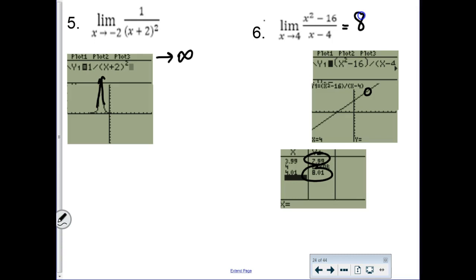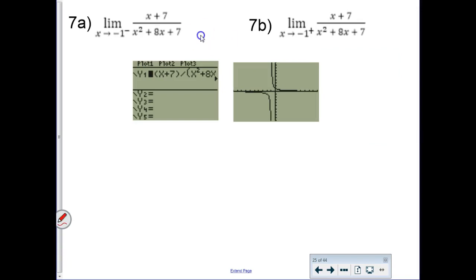All right, 7a has a little negative symbol up in the corner, so be careful there. They want me to look from the left side of -1, so I'm looking just here only. So again, the limit itself does not exist, but the behavior on the left side of that is approaching negative infinity. And then same function, but this time it's on the right side. So again, the limit is not going to exist at that point, but the behavior of the function is approaching positive infinity. So it's all about the notation.